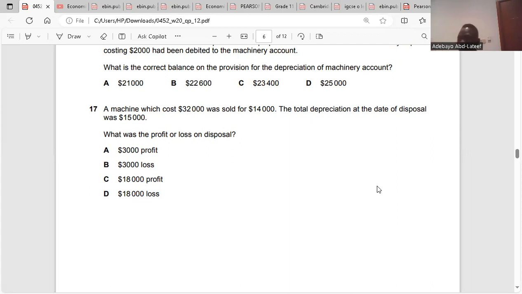Because the historic cost of that asset is 32,000. It was sold for 14,000. They said the total depreciation at the date of disposal was 15,000. So 32,000 minus 14,000 gives you 18,000. Then what was the value of the disposal? 15,000. So we lost 3,000. Do you get it now? Yeah. Okay.